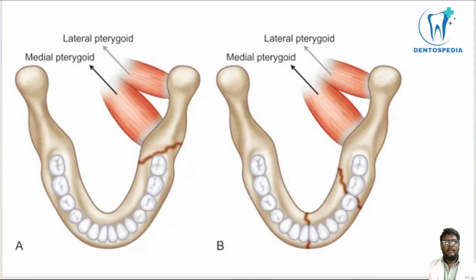And coming to the vertically unfavorable fractures, here you can see the medial and lateral pterygoid muscles are pulling the ramus of the mandible towards the medial side. If this is a vertically unfavorable fracture, then this is a vertically favorable fracture.